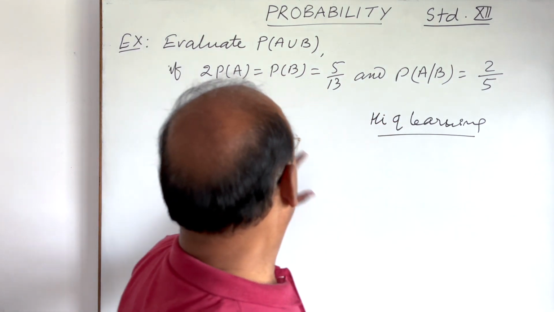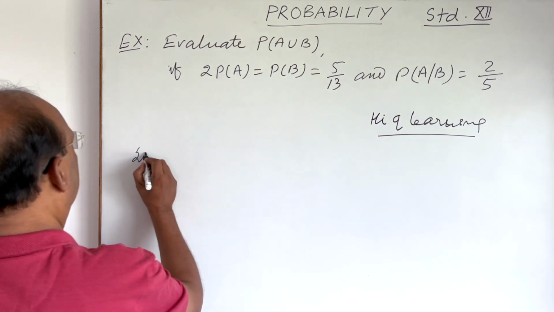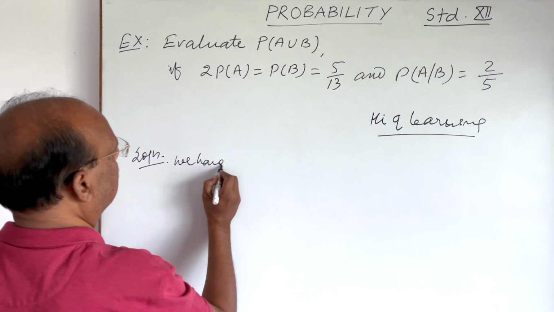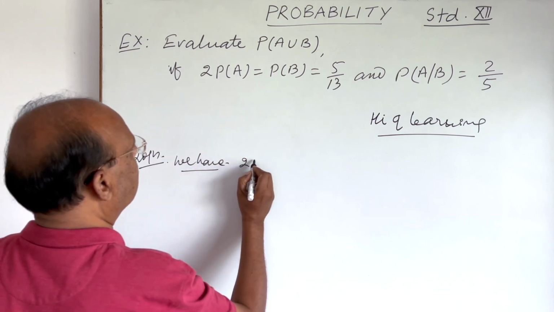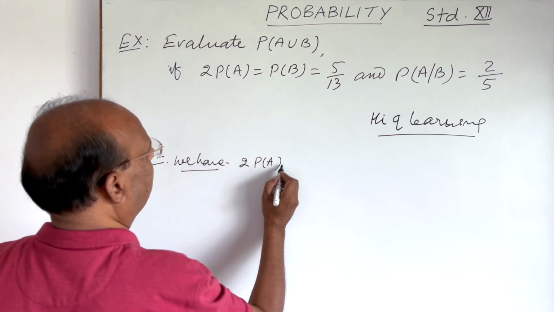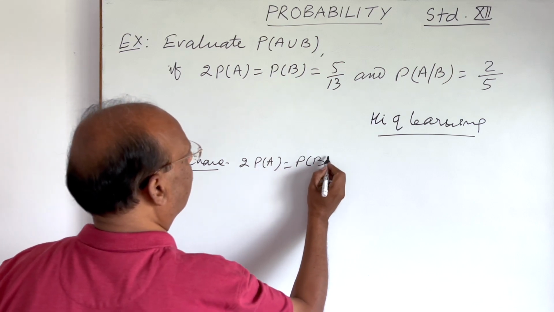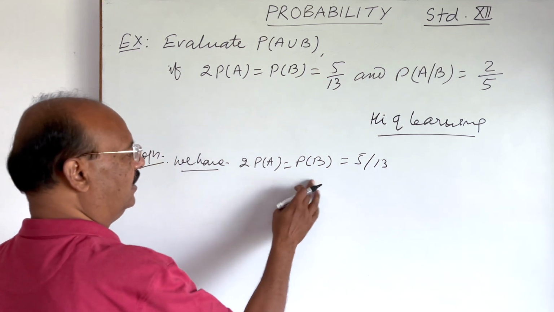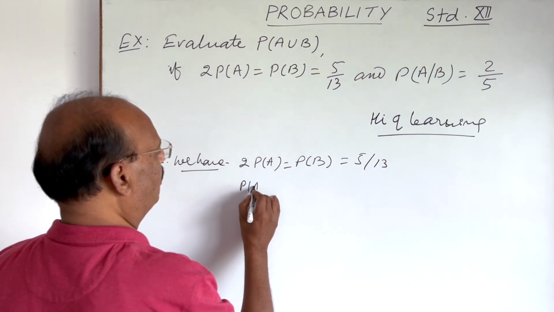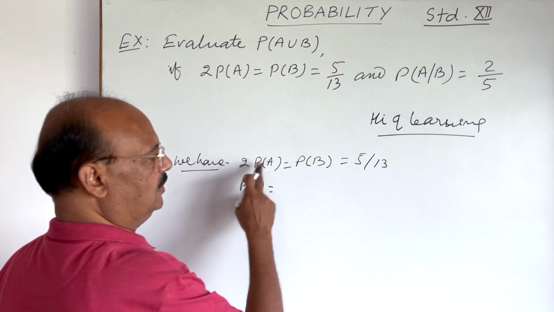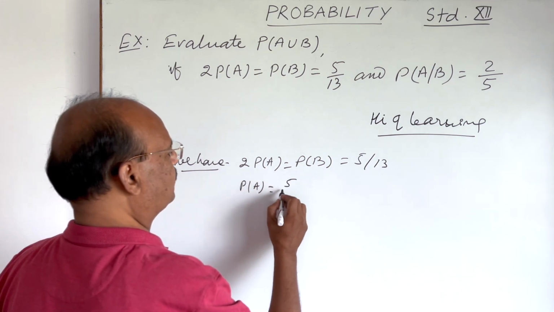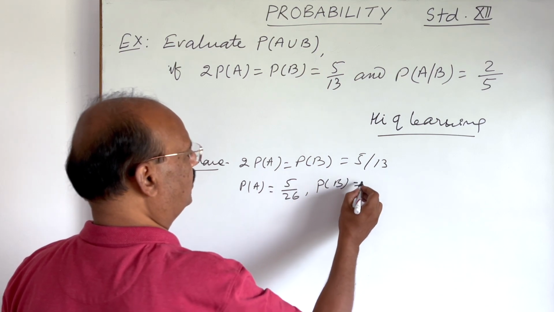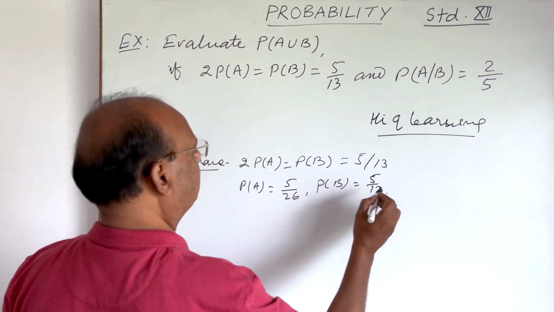Okay, so let us see the solution. Solution is very interesting here. Here given that twice of probability of A is equal to probability of B is equal to 5 by 13. So from here we are getting probability of A is equal to, 2 will be transposed to right side, 5 by 26, and probability of B is equal to 5 by 13.